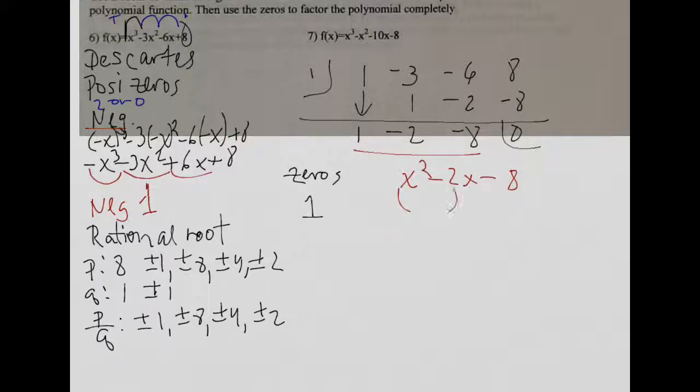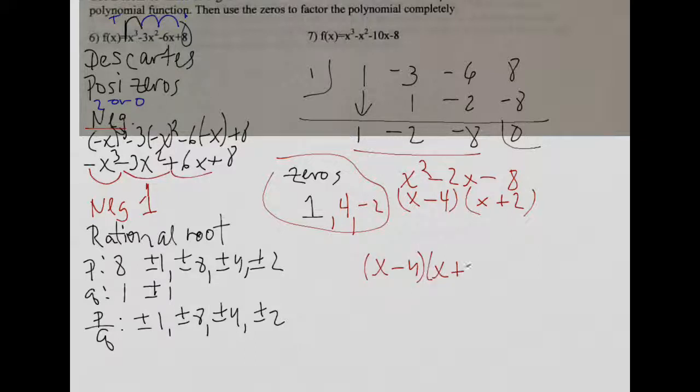I could definitely factor that into what? Let's see. A negative 4 times a positive 2 gives me a negative 8, and at the same time will add up to negative 2. So I got my zeros of 1, 4, and negative 2. The completely factored form would be x minus 4, x plus 2, and then don't forget the 1 that I got from the beginning. That would be x minus 1. So there's the completely factored form for number 6.